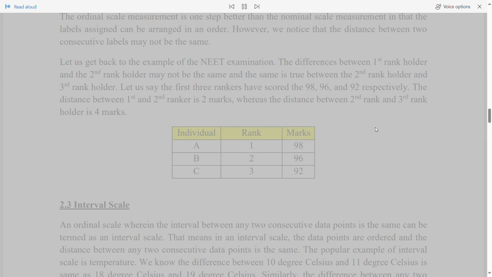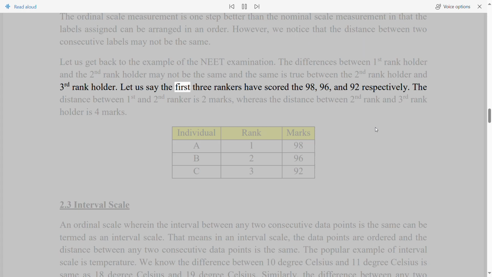The ordinal scale measurement is one step better than the nominal scale measurement in that the labels assigned can be arranged in an order. However, we notice that the distance between two consecutive labels may not be the same. Let us get back to the example of the NET examination. The differences between first rank holder and the second rank holder may not be the same, and the same is true between the second rank holder and 3rd rank holder.